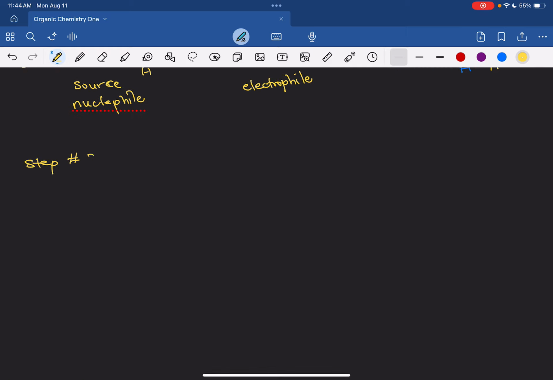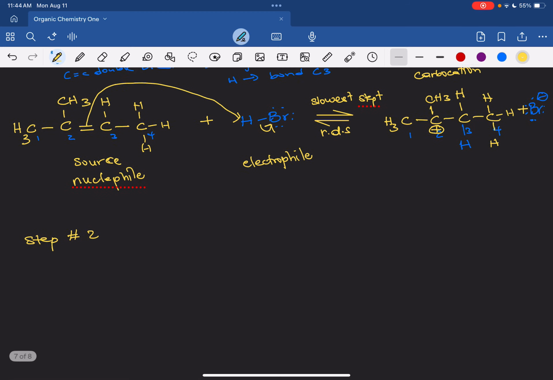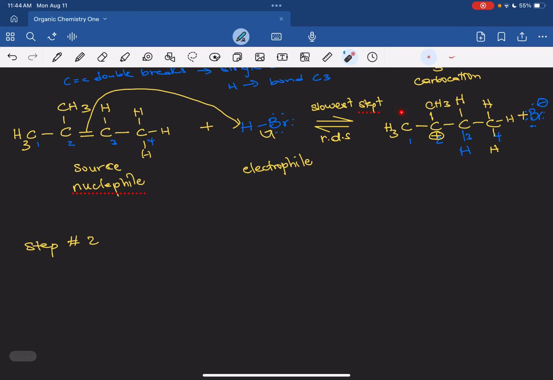In step number two, you need to redraw your products from step one. So redraw your carbocation, CH3, CH3, CH3 with the carbocation, H, the H that I added according to Markovnikov rule, plus bromine.